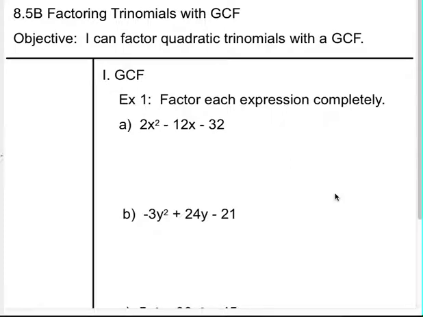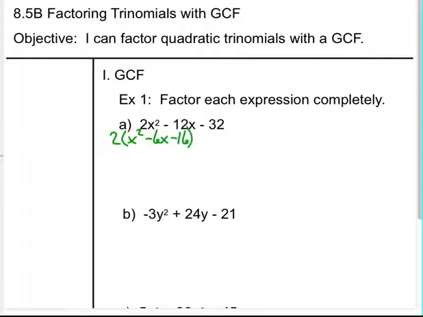Factor a trinomial with a leading coefficient of 1. Now we're going to take a look at factoring trinomials that also have a GCF. So looking at our first example, looking at all three terms, I notice they have a common factor of 2. So the first thing that I'm going to do is divide 2 out of each term. So that leaves me with x squared minus 6x minus 16.